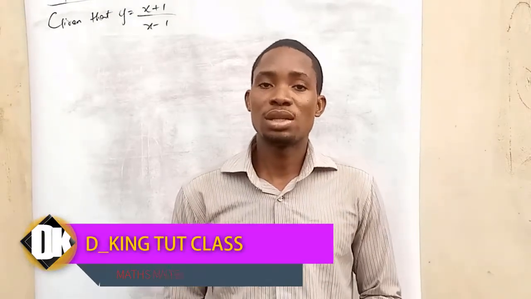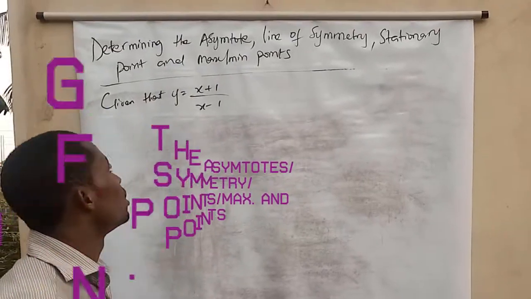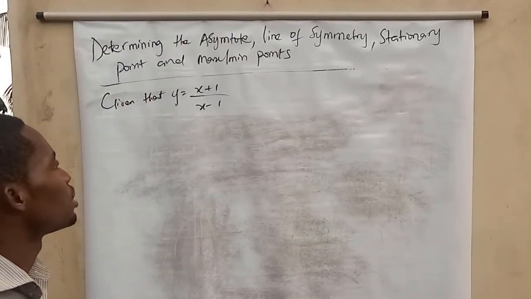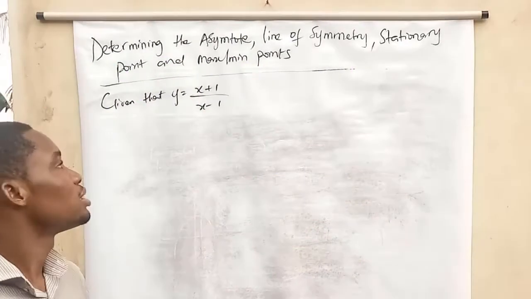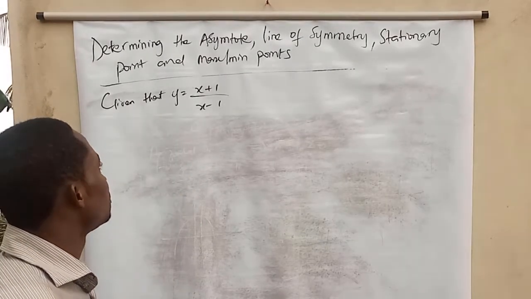In this class, we'll be looking at determining the asymptote, line of symmetry, stationary point, and the maximum or minimum point of a particular function. Now, given that we have y equals x plus 1 over x minus 1, how do we determine the asymptote?